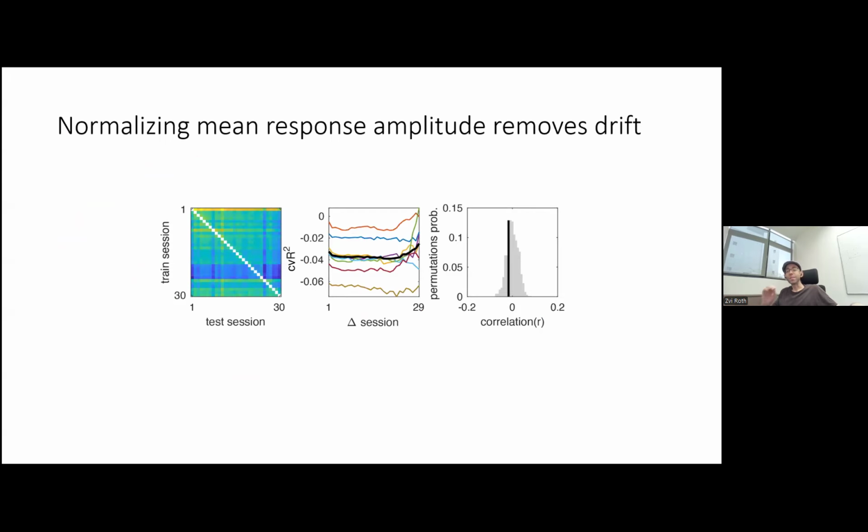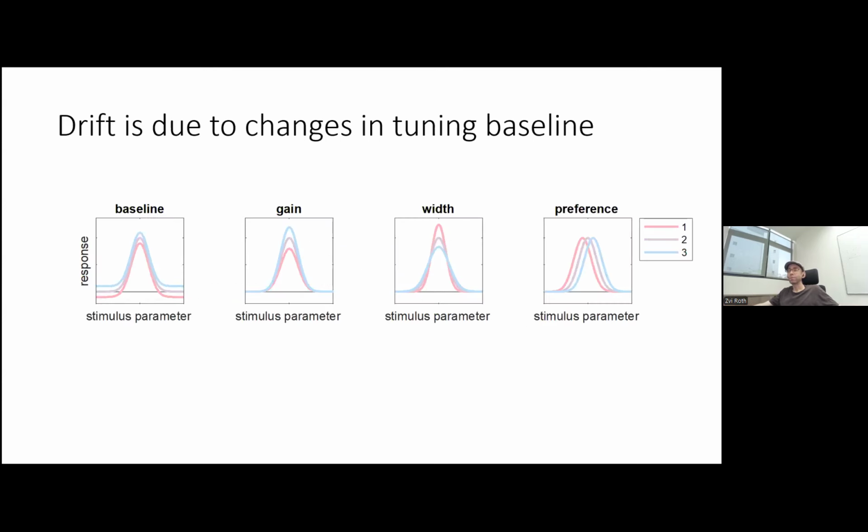And next, we normalize the mean by subtracting the mean response amplitude from every session for every voxel, so that now each voxel's mean response amplitude is 0. And it turns out that normalizing the mean completely removes the drift. And this indicates that each voxel's mean response is changing across sessions, and it's that change that underlies the drift. So these results indicate that the drift is due to the baseline of voxels' tuning curves changing over time. So single voxels are changing the baseline of their response to visual stimuli.